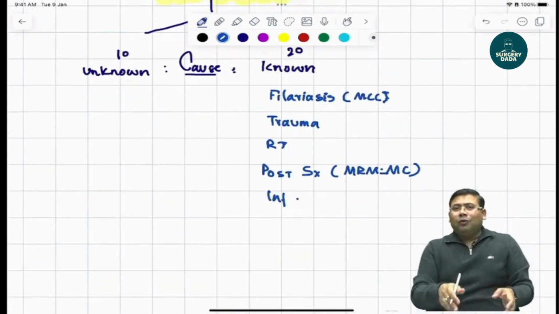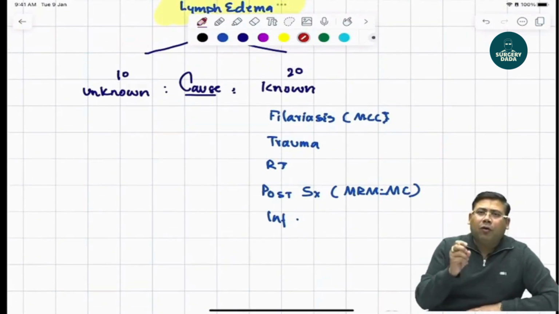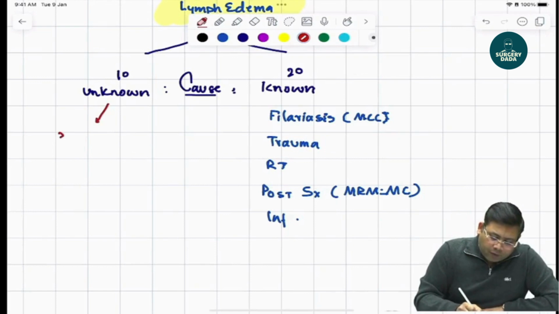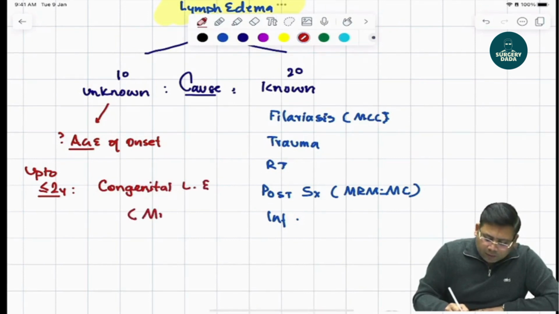When you don't know the cause, then the time of onset is very important. So whenever you have primary, the age of onset is very important. Up to 2 years, this is what is known as congenital lymphedema. Congenital lymphedema is also known as Milroy's disease. This is again very simple.